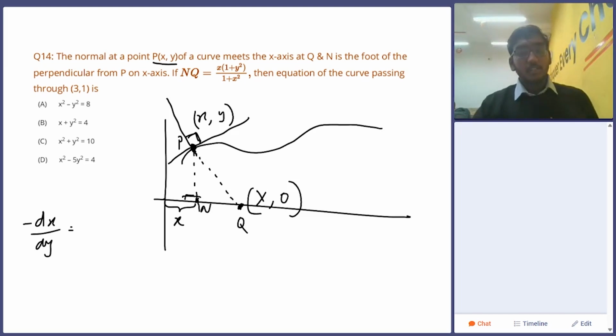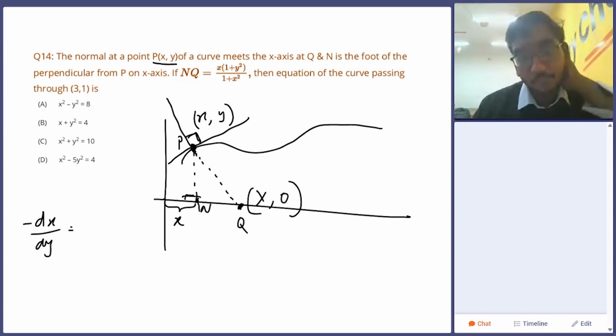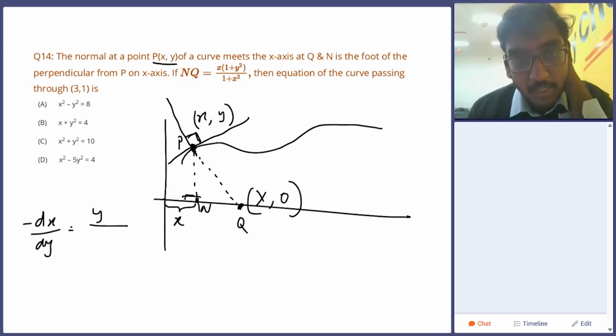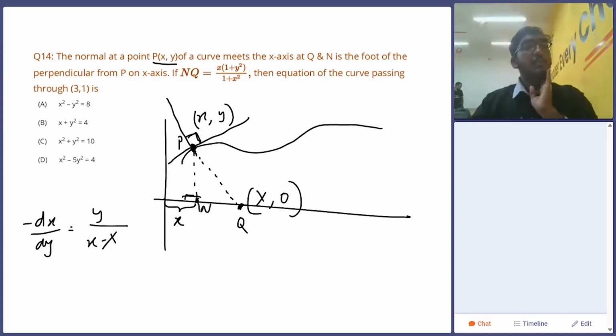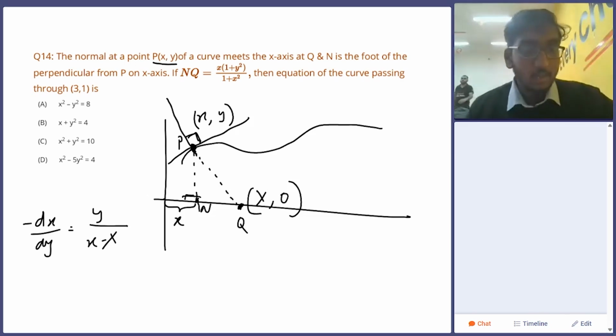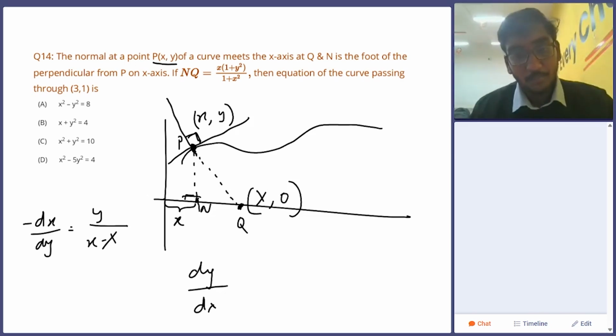So what will be the slope of this normal? P is one point and Q is another point. You can very well determine the slope using 2 points, right? It will be y divided by small x minus capital X, right? You just take the reciprocal and multiply on both sides by -1. What you will get? dy by dx equal to capital X minus small x divided by y, right? This is what you will be getting.